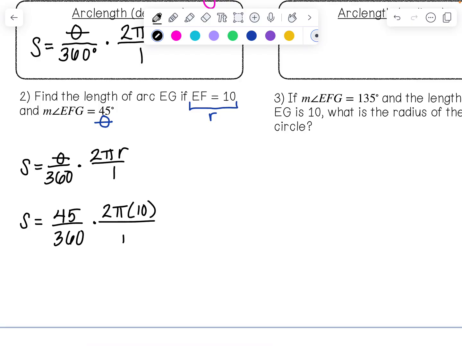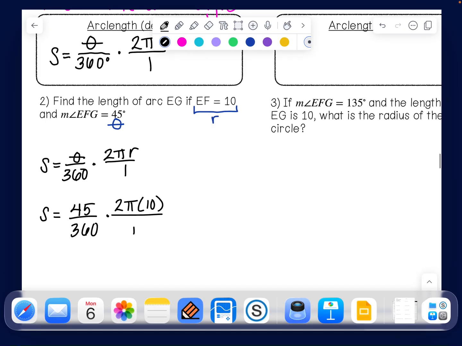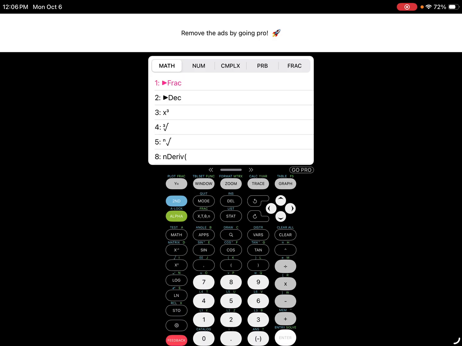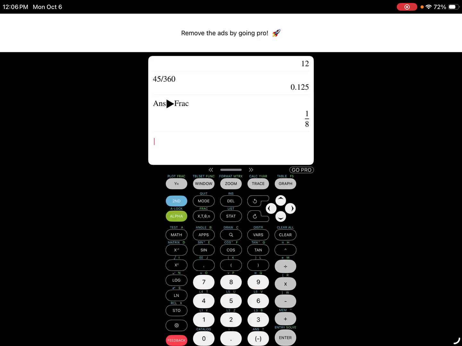Okay, so let me get my calculator out here. We had 45 divided by 360. On your calculator, if you type that in, you get 0.125. The easiest way to turn that into a fraction, as a reminder, is to hit the math key and then just hit enter 2 times for that math frac button. So our fraction there is 1/8.